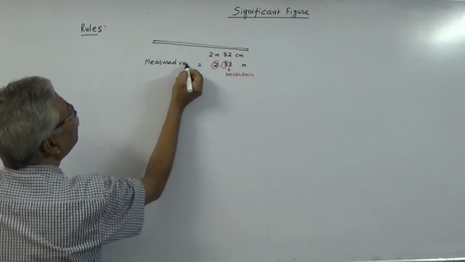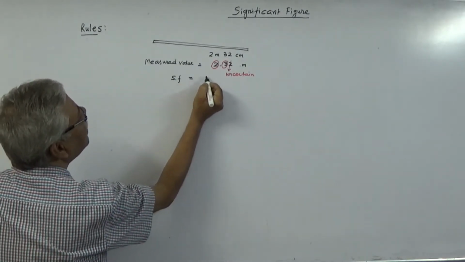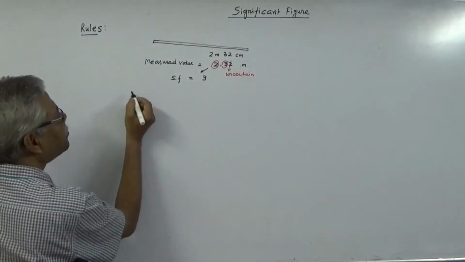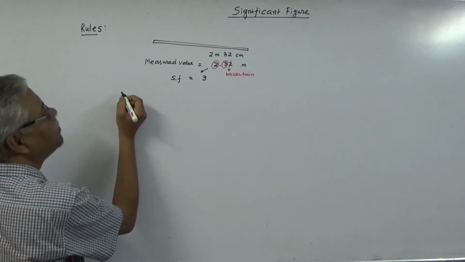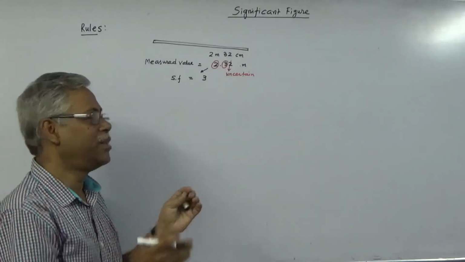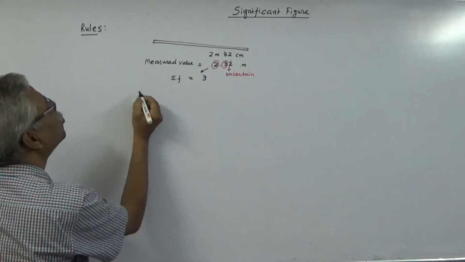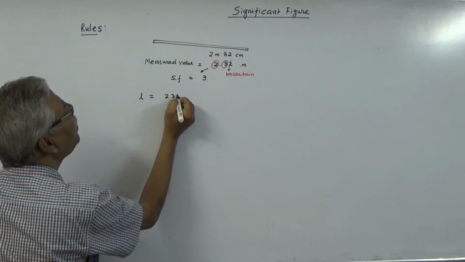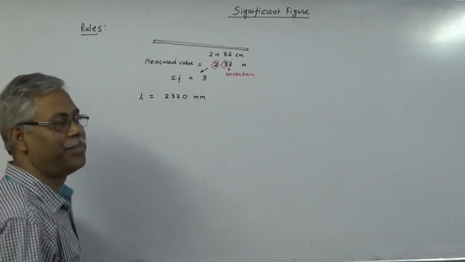This is the measured value, and significant figures in this equal 3. Suppose you want to express it in millimeter. Your experiment is such that this has to be written in millimeter. So length L equals 2320 millimeter.